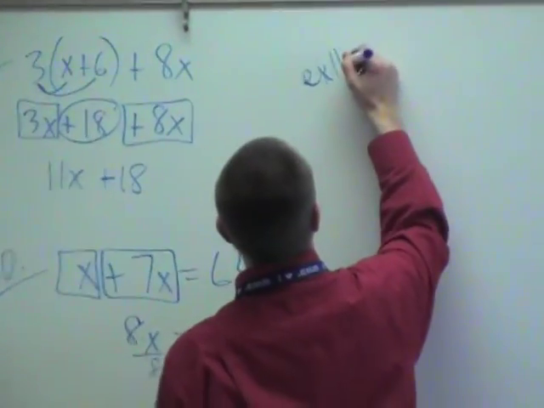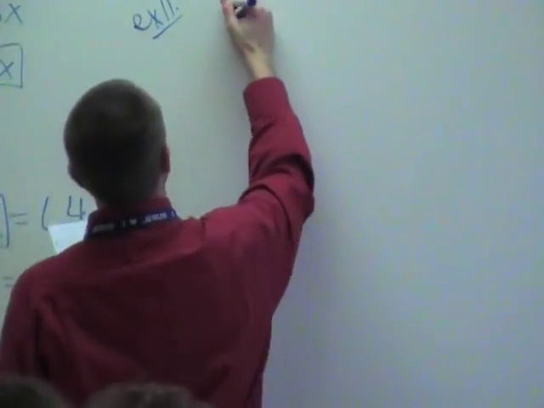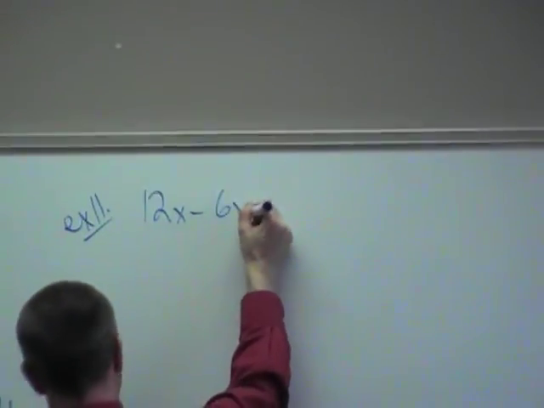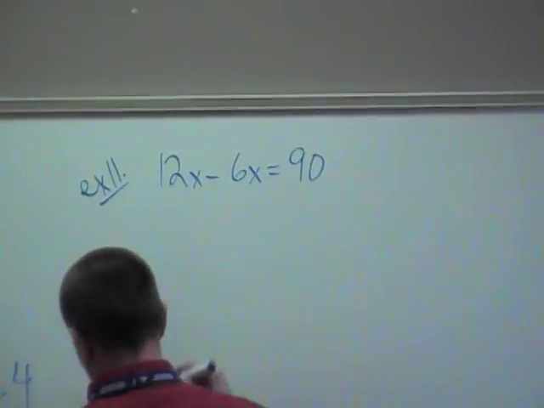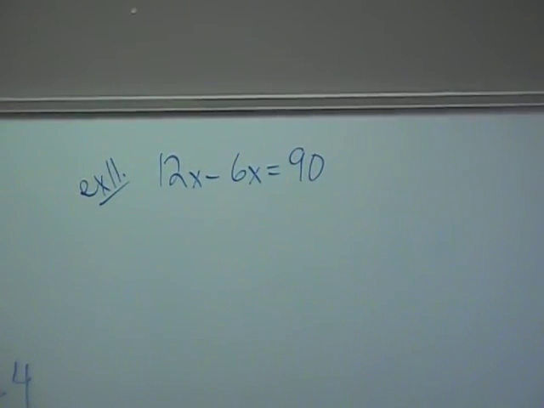Everybody gets this right? We'll go on. 12x minus 6x equals 90. Are we solving? If there's an equal sign, that means you're solving. But you must simplify first. You simplify the left side, and then you simplify the right side. Then you solve.